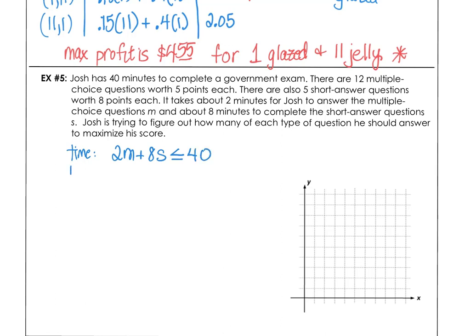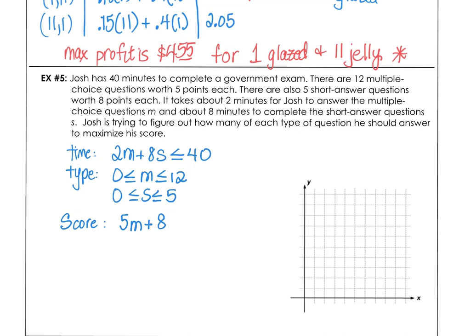And we have the constraint of the type of question: he has less than 12 on the multiple choice, and somewhere between 0 and 5 on the short answer. And his score would be 5 times multiple choice and 8 times short answer.